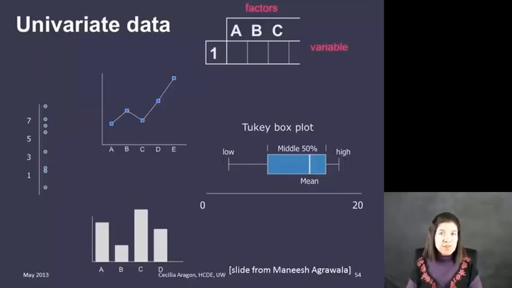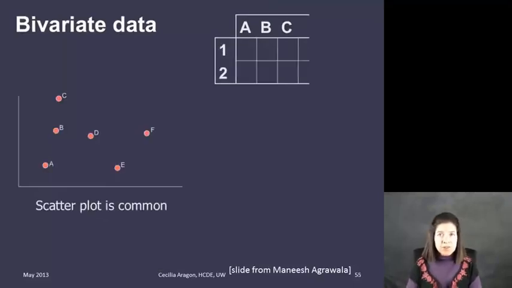So if you have a single variable to display, or univariate data, you have a plethora of choices for visualizations. Dot plots, line plots, bar graphs, or 2-key box plots are but a few of the examples. For bivariate quantitative data, the scatter plot is the most common choice. So here we have 2 quantitative variables, and the scatter plot describes the information quite clearly.